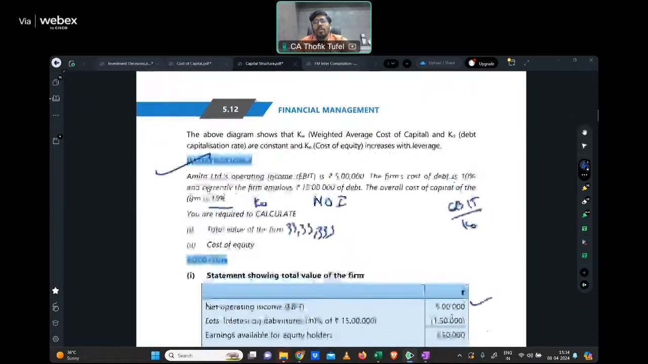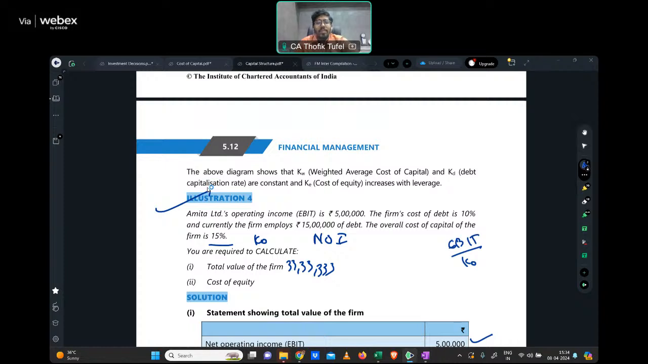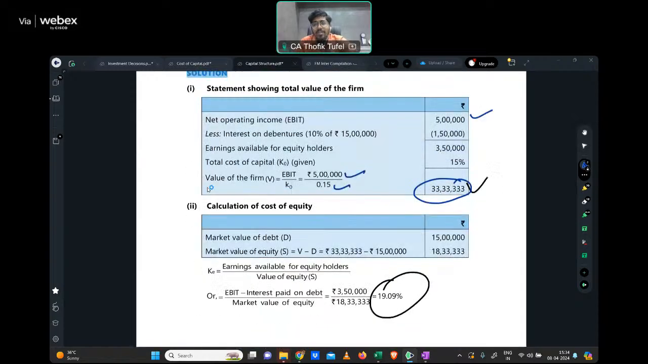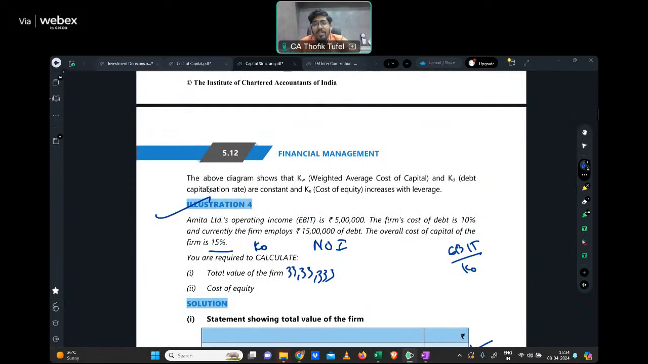Now I want to find out the cost of equity. Cost of equity is EBIT minus I divided by S. So now you want to know the value of equity. Value of equity is total value of the firm minus value of the debt. Total value of the firm is 33 lakh, value of debt is 15 lakh. So 33 minus 15, you will get the value of equity, which is 18,33,333. So S is 18,33,333. EBIT minus I divided by S, you are going to get cost of equity.